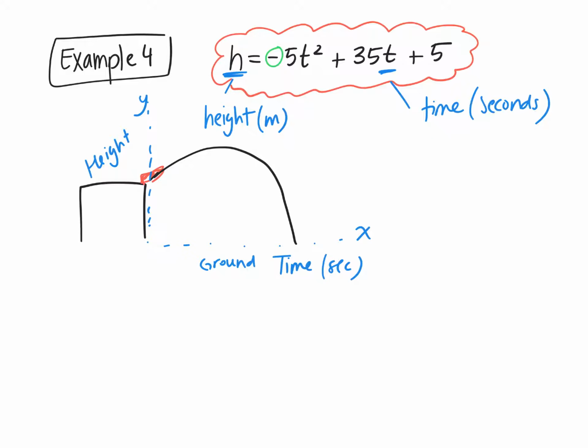So before you even graph this, look at the equation. Which term represents the y-intercept? A, B, or C? Okay, so you know that the y-intercept is what? Does that make sense? Where does the rocket start? Does it start on the ground, or does it start on a building? So how high is the building? 5 meters from the ground. So right away you know that information, okay?